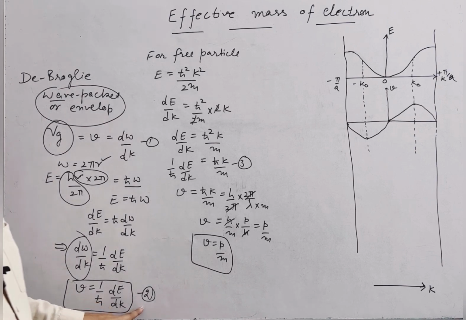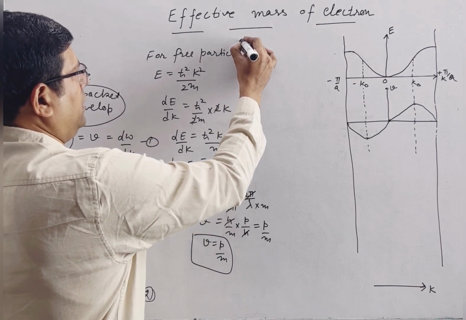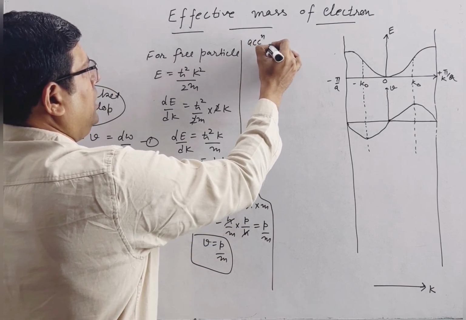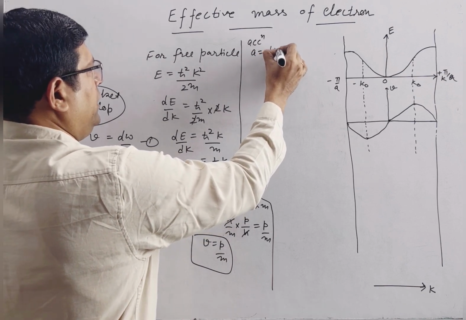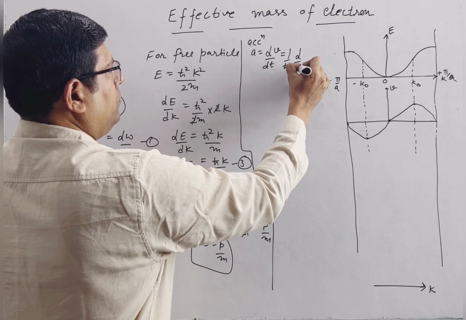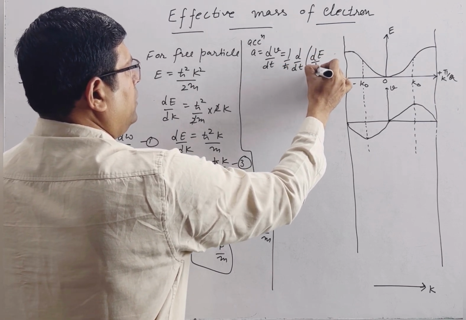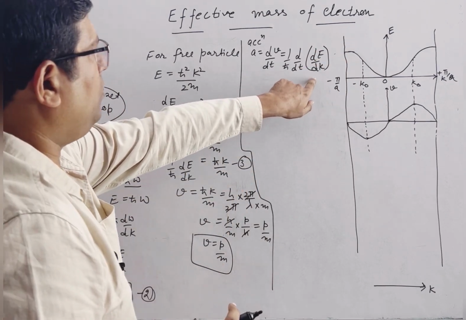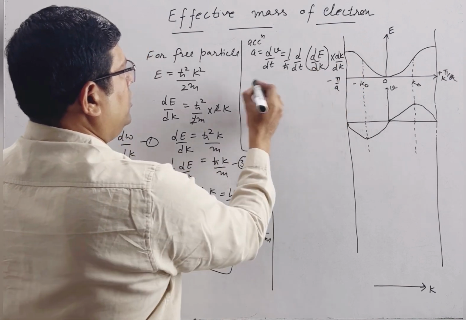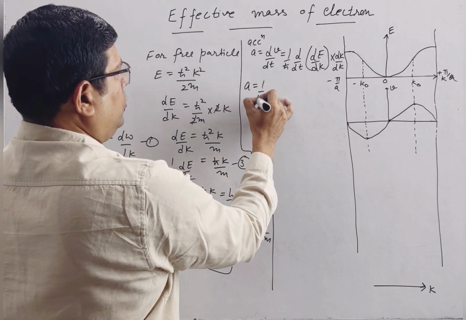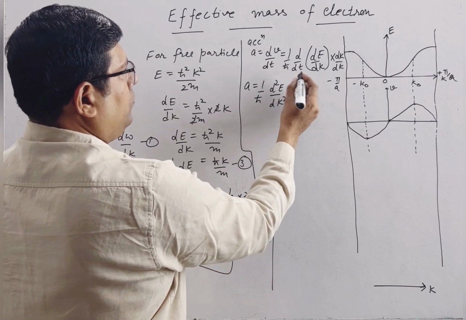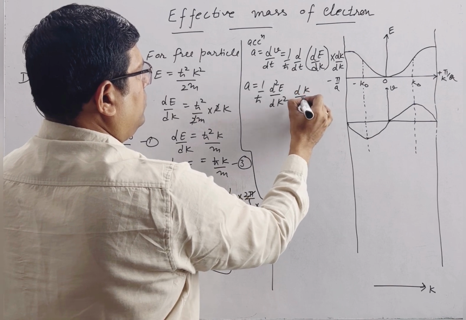Now from equation number 2 we can find out the acceleration of the particle. So acceleration a is equal to dv by dt, and this is equal to 1 upon h cut d by dt into dE by dk. Now here we can multiply and divide by dk upon dk. So we have acceleration equal to 1 upon h cut d2E upon dk square into dk upon dt.